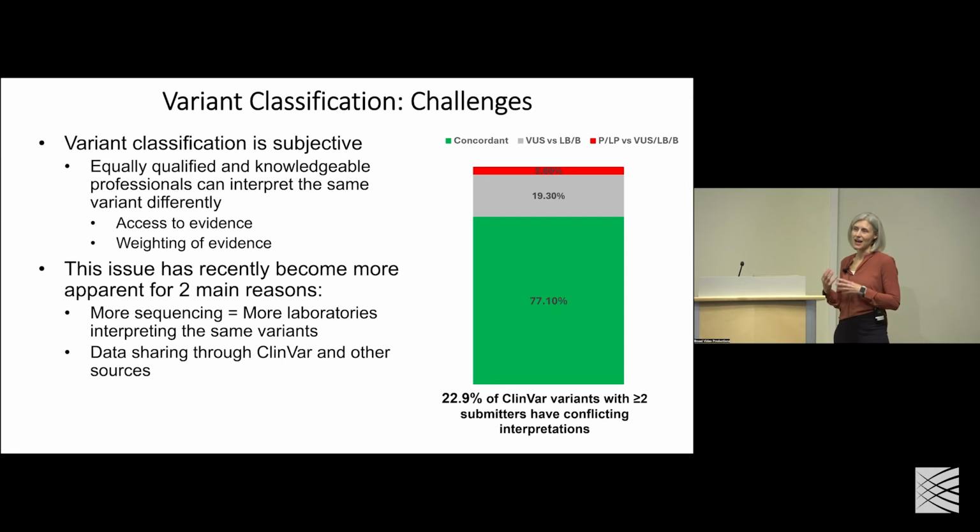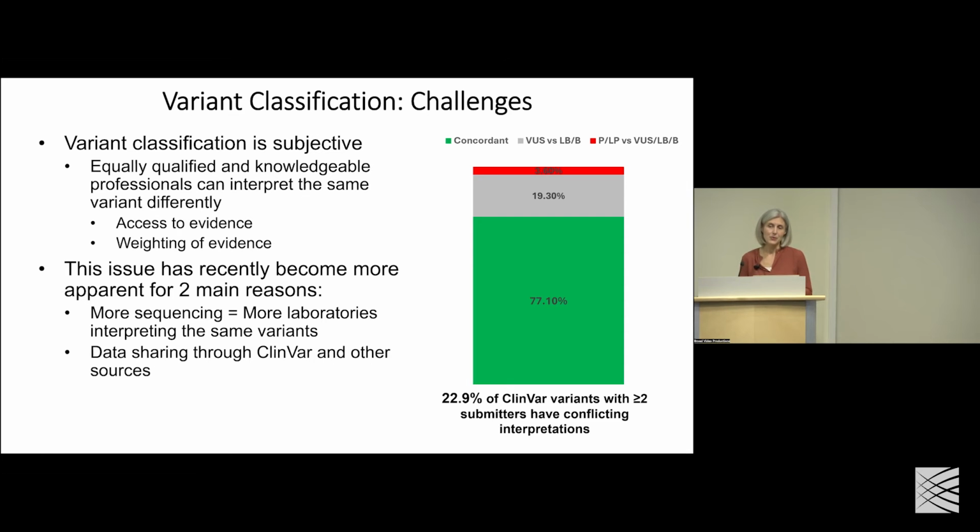So variant classification: a lot of the themes you're going to hear here are very similar to what we talked about in gene curation. Variant classification, again, especially historically in the field, is subjective. Equally qualified professionals can interpret the same variant differently. This can be because they may not have access to the same base of evidence. For example, in my lab, I might have seen this variant de novo in a patient, which was really convincing evidence for me, but another lab does not have access to that evidence. They may interpret it differently. But even with the same evidence, labs can weight the evidence they find differently, which can result in different classifications as well.